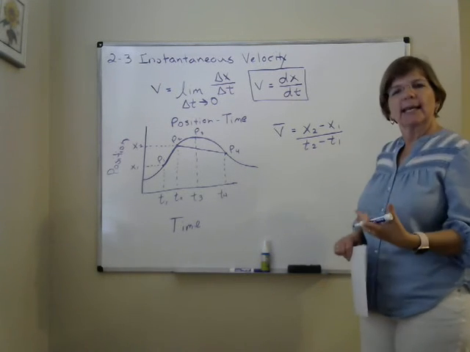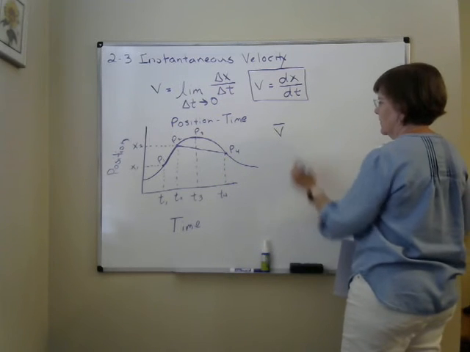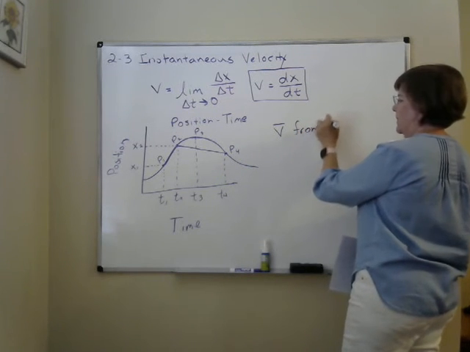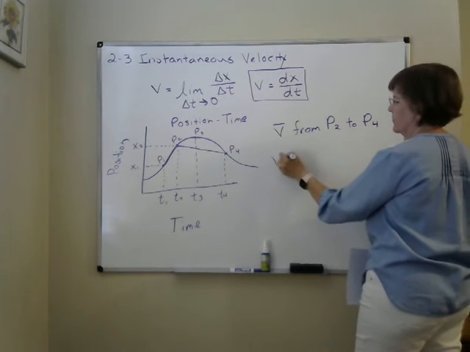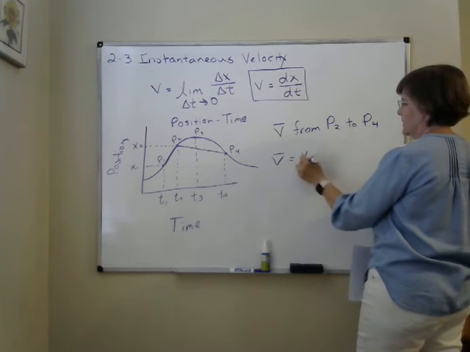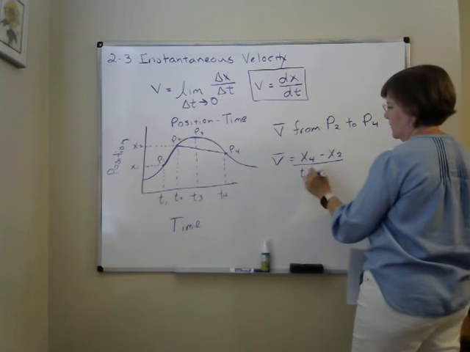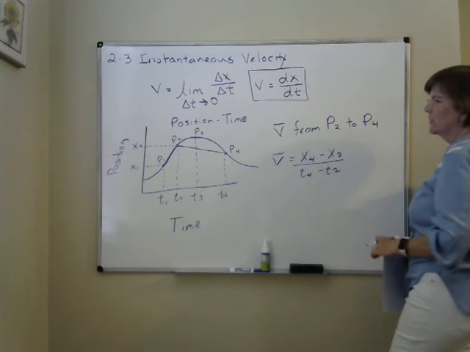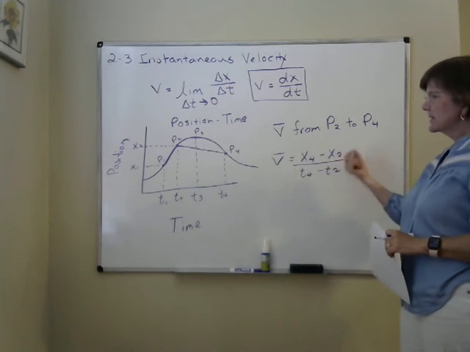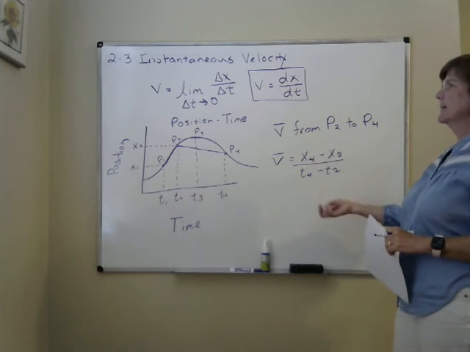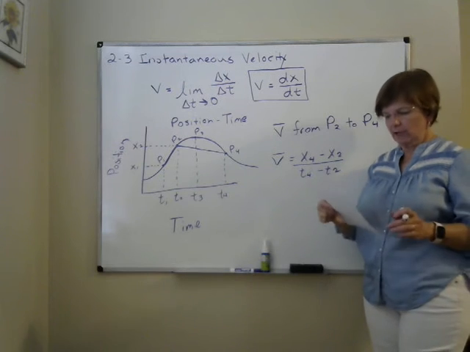I don't have any numbers, I can't calculate it, but I could do an average velocity from P2 to P4. And that average velocity would be x4 minus x2 over t4 minus t2. But I can look and tell that would be negative. This looks exactly like change in x over change in t, like slope you learned back in Algebra 1.